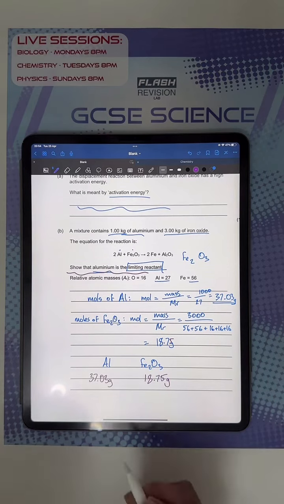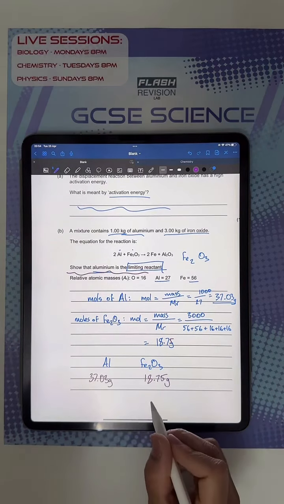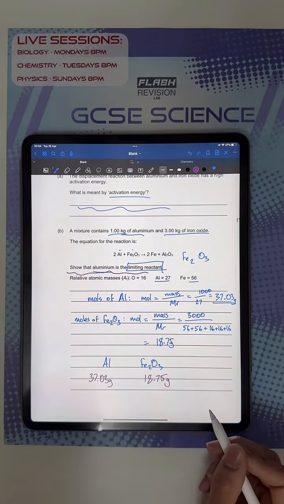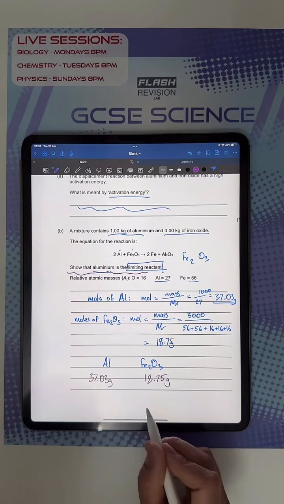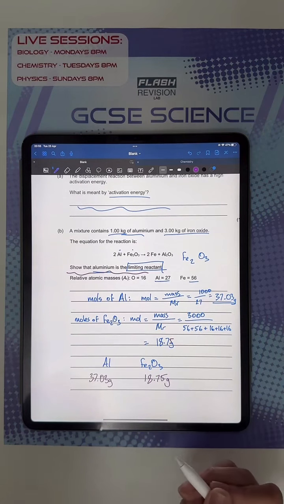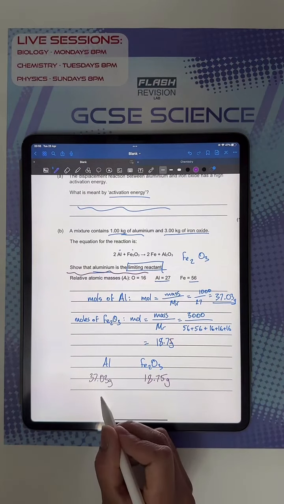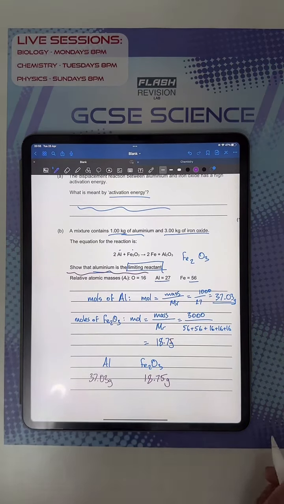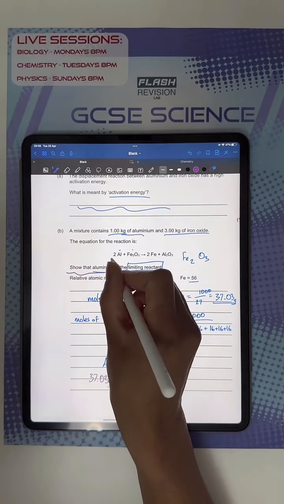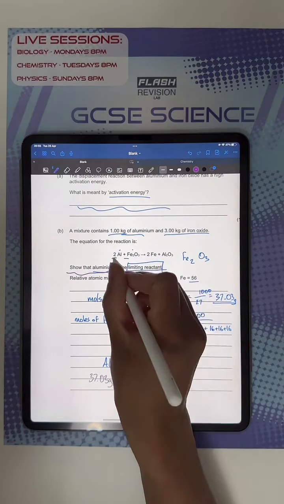It's less. Technically, 37.03 is not less than 18.75. So if we got just these numbers and these were the true numbers, it wouldn't mean aluminium is the limiting reactant. There's something else we need to look at. Why is aluminium limiting here? You need to divide it by 2. Exactly. Look at the ratio, guys. This is a 2, this is a 1. So there's a ratio of 2 to 1.